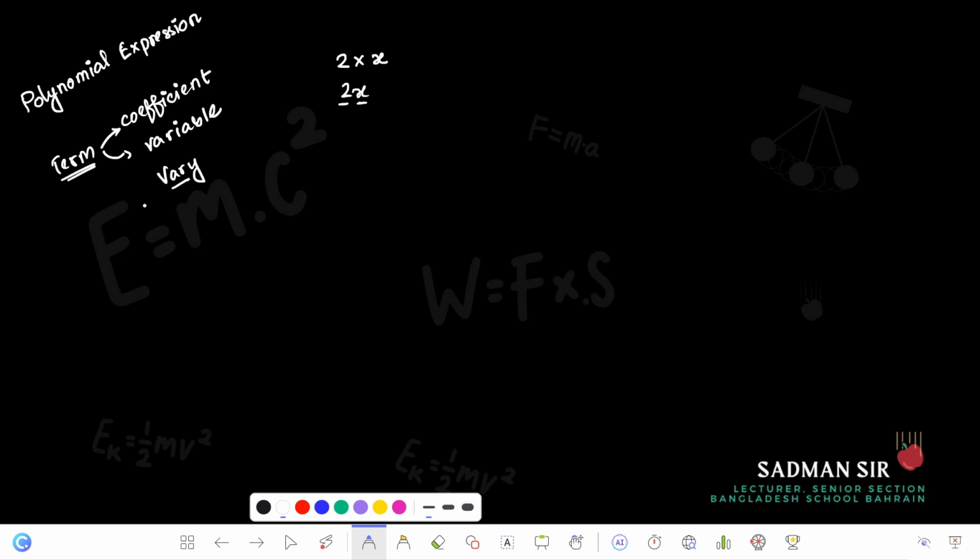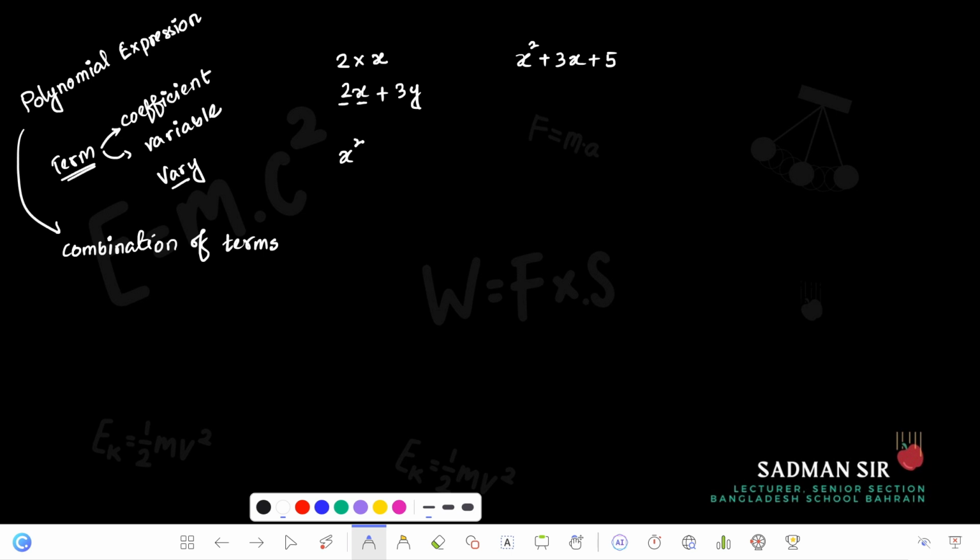Polynomial expression is nothing but a combination of terms, a combination of several terms. So I can write 2x plus 3y. This can be a polynomial expression. How many terms are there? There are two terms, 2x and 3y, right? For example, if I write x square plus 3x plus 5, then this is also a polynomial expression. There are three terms, 1, 2, 3.